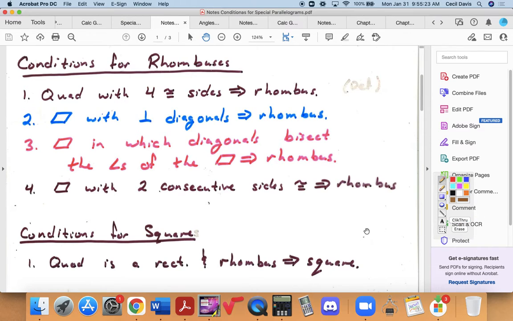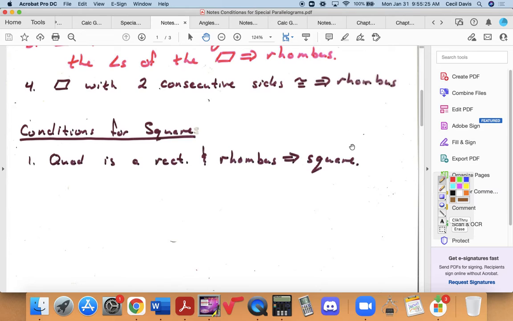And then the last question is, how do you know whether it's a square or not? Well, you show that it's both a rectangle and a rhombus. If it's both a rectangle and a rhombus, then it is a square.